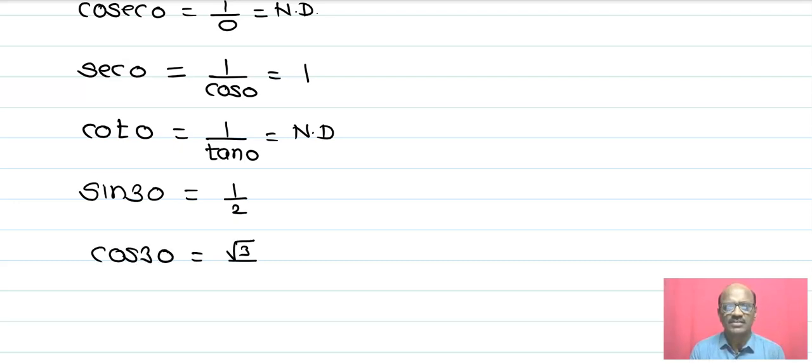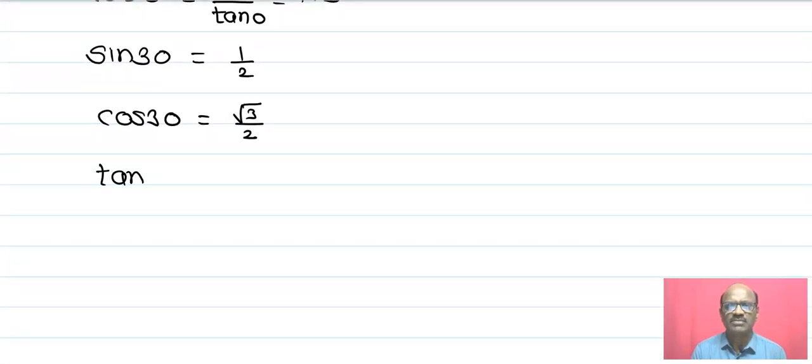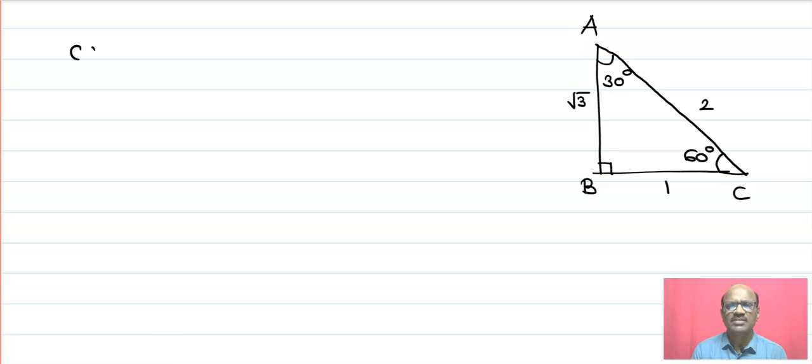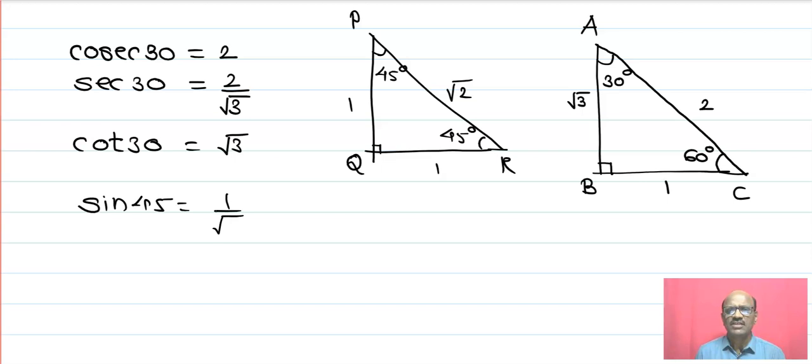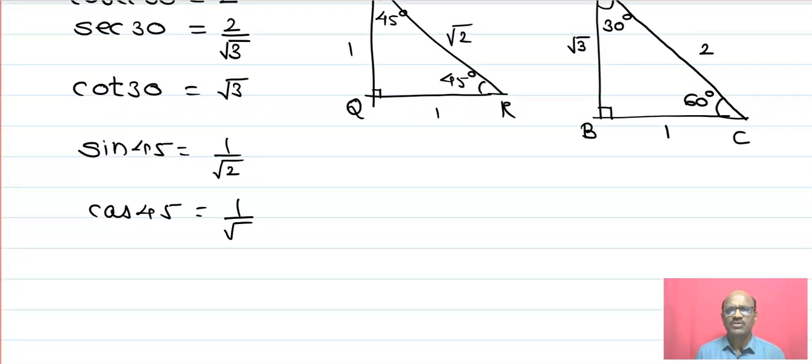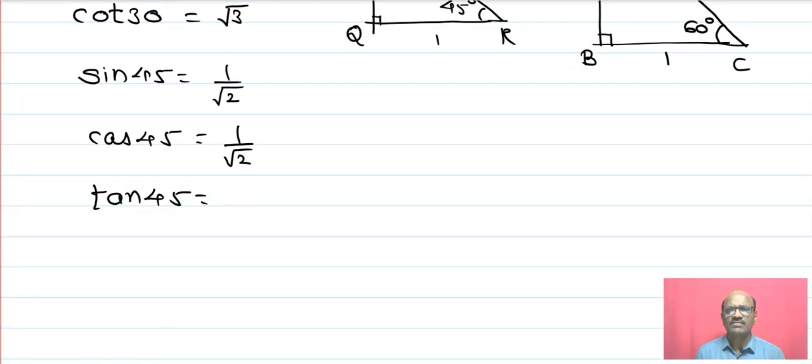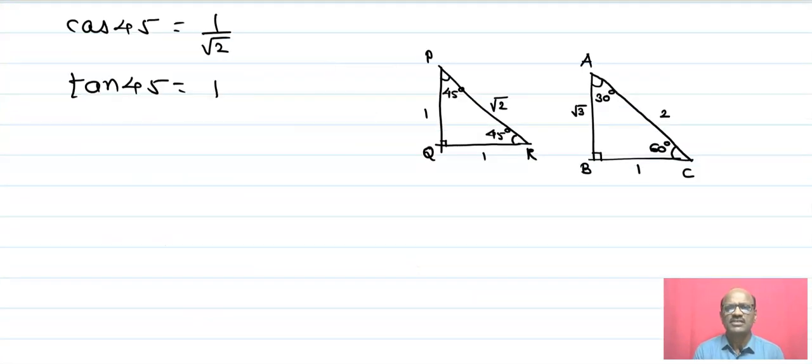Sine 30, that you have also learned in the 10th standard, is 1 upon 2, cos 30 is root 3 by 2. Tan 30 equals 1 upon root 3. Remember this triangle ABC: the side opposite to angle 30 is 1, hypotenuse is 2, and the side opposite to angle 60 is root 3. Now you must know the definitions: cosec 30 equals 2, sec 30 is 2 by root 3, cot 30 equals root 3. Sine of 45 is 1 upon root 2, cos of 45 is 1 by root 2, tan of 45 equals 1, that is opposite side upon the adjacent side.